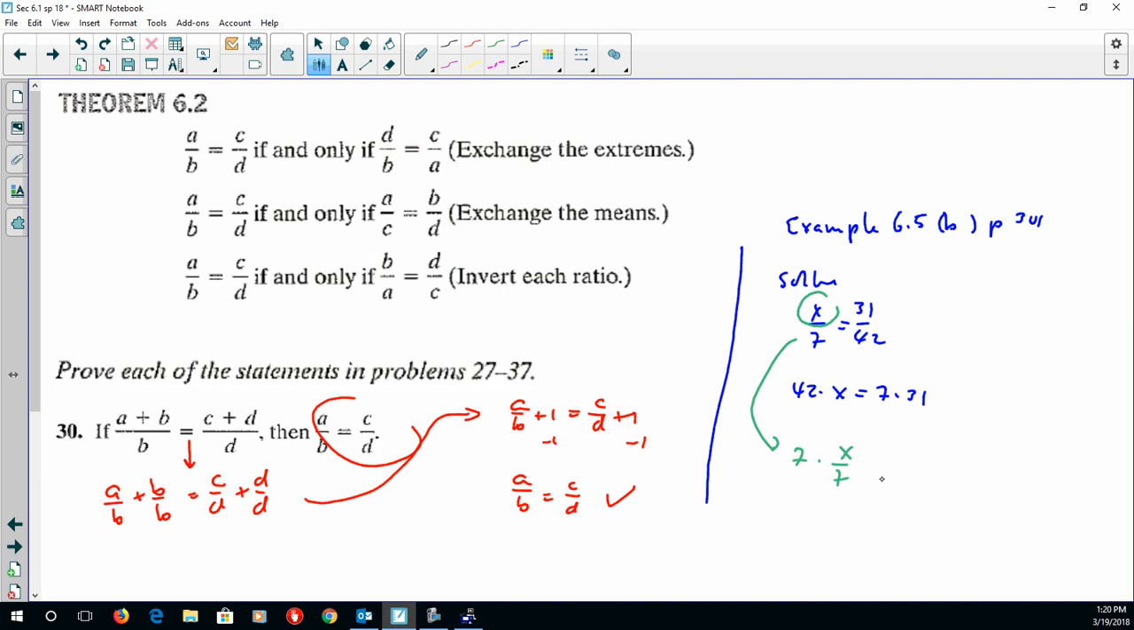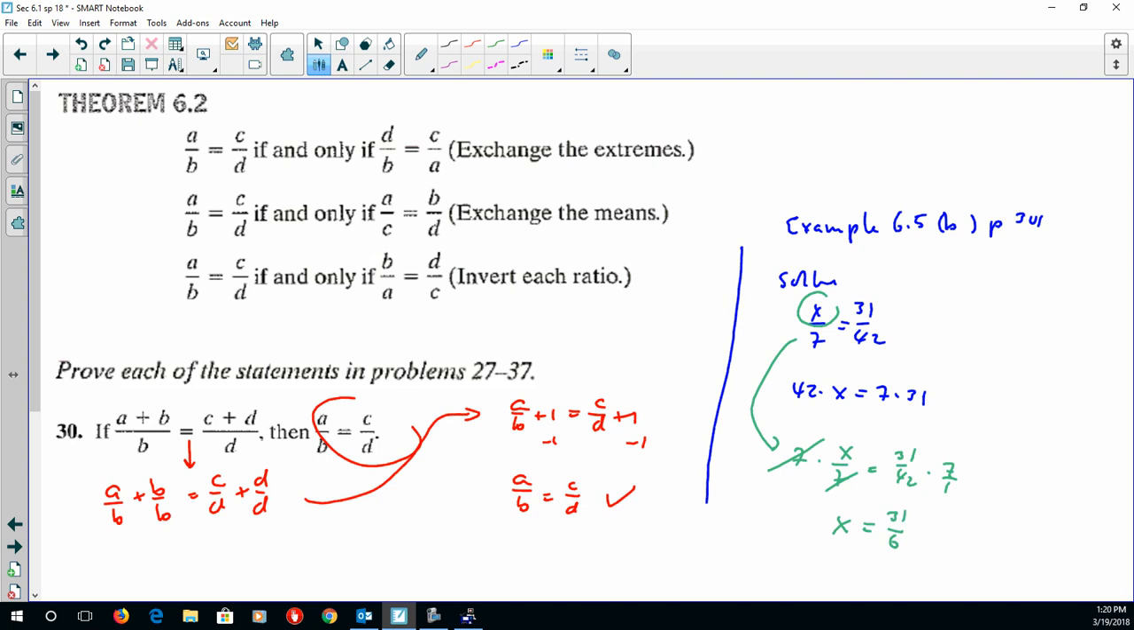Then the 7's will cancel and you'll be left just with x. You won't have to do anything else with it. And let's see, this is 7 over 1, and 7 goes into 42 6 times, so you have 31 over 6. If you do it this way, you've got an extra step in there.